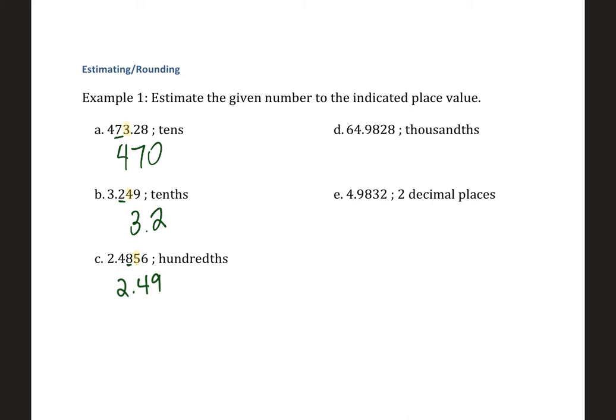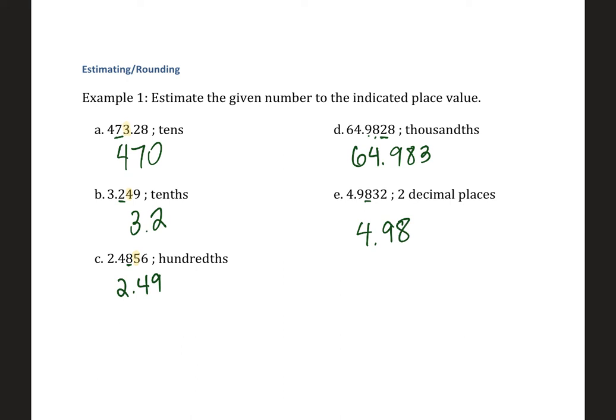64.9828 to the thousandths place. We have tenths, hundredths, thousandths. So the 2, the 8 next to it is going to raise it up to a 3. 64.983. Down here, you might also see they'll round it to a certain number of decimal places, and that's going to be anything to the right. So the decimal places, I actually want to stop at 8. To the right of it is 3, which is less than 5, so we'll have 4.98.